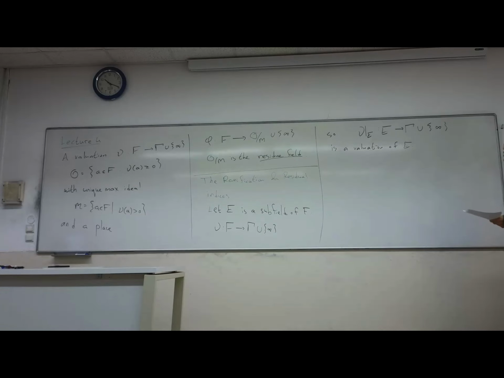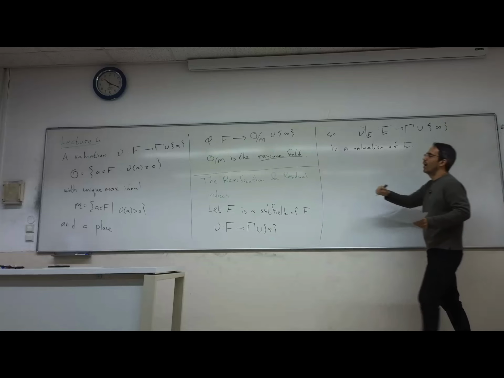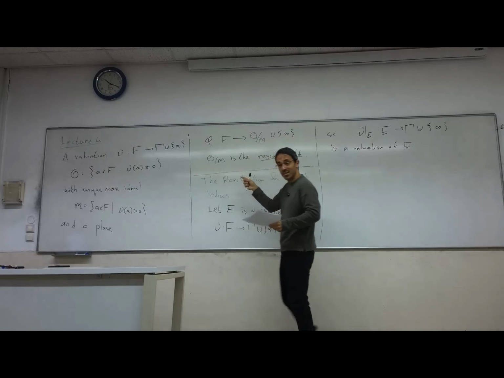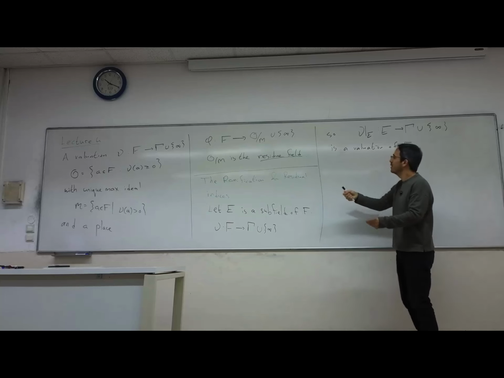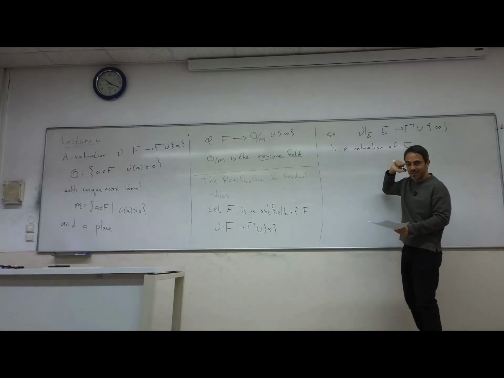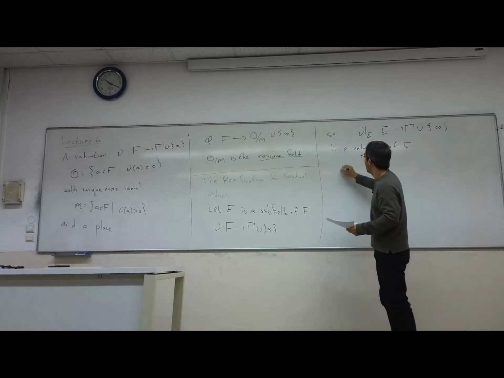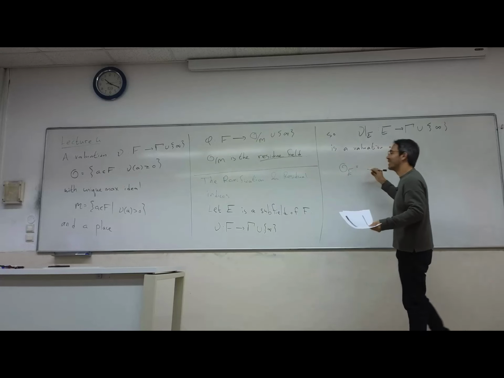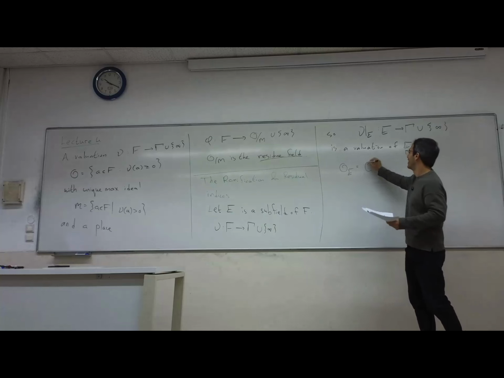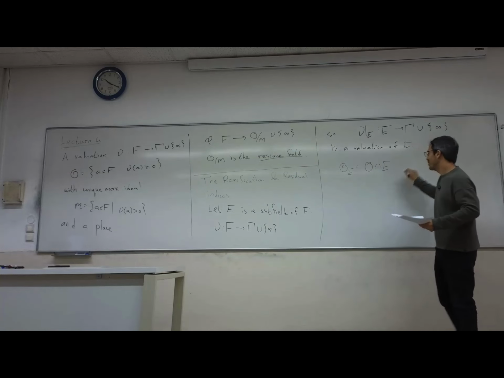And now you can ask, okay, I have a valuation of the lower field. What is its valuation ring, maximal ideal, and place? How can I get them from the corresponding objects of F? Right, so what do you think? So O_E, what should it be? There's only one thing that it can be. Exactly. I'll show that in a second.